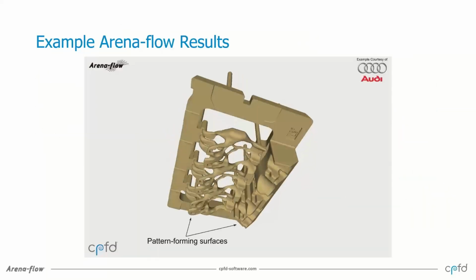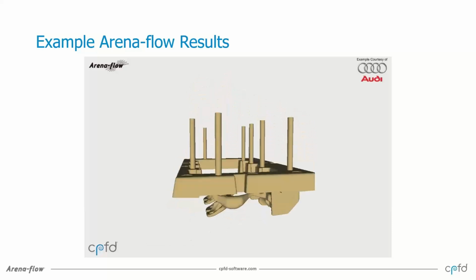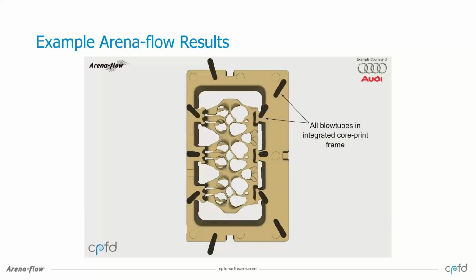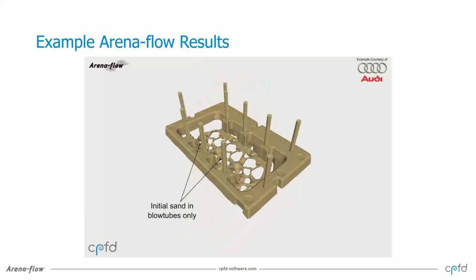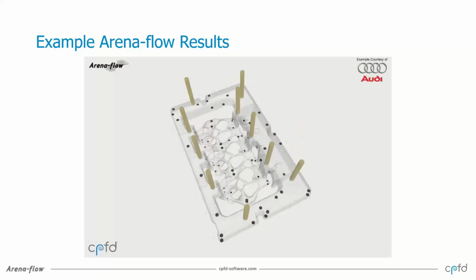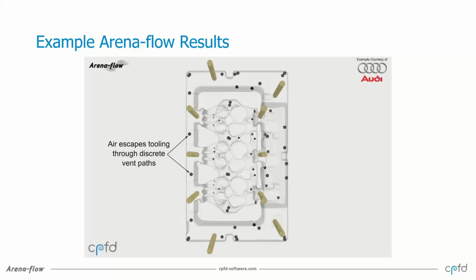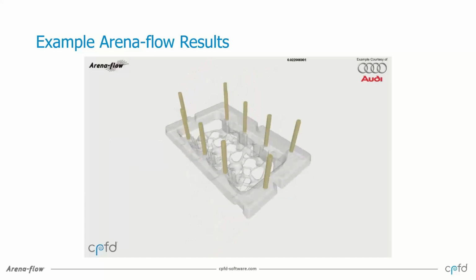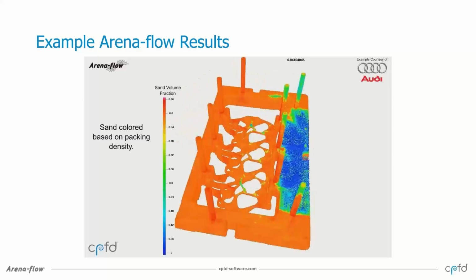Briefly, here's a demo, and this is a video from GIFA over a decade ago, but with a head water jacket core that has all the tubes in an integrated blueprint. And Arena-flow is used to simulate the flow of the sand and how it's influenced by the air as it escapes through discrete vents. And so looking at the results, we see how Arena-flow is predicting the filling of the sand, and not just the view as what the sand would be colored as, but the last to fill regions compacted by volume fraction, and then really what's happening in these regions.